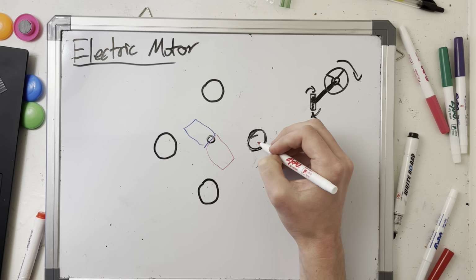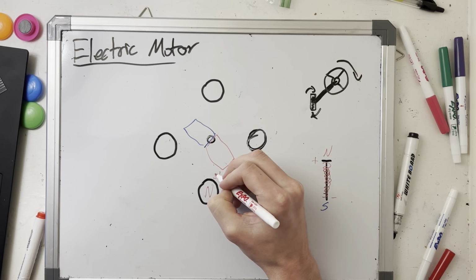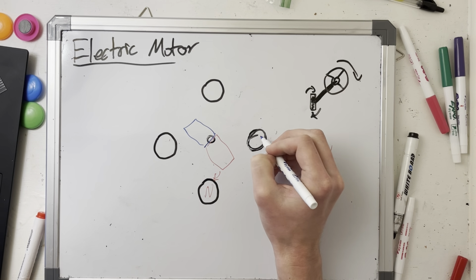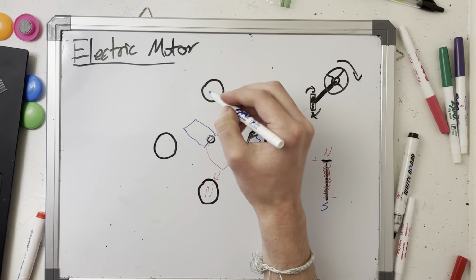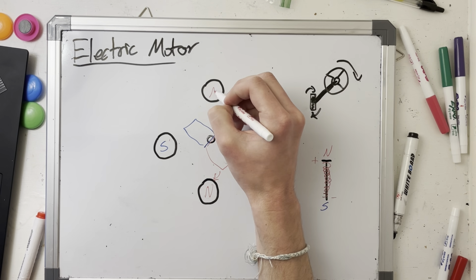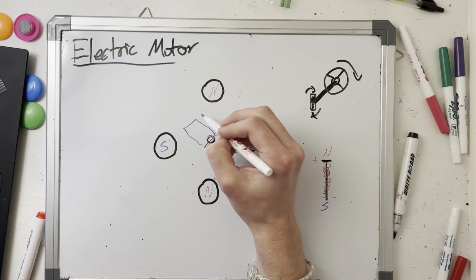To get a little more force out of it, this one's still north as we wanted, and we could put this one to south, and that's going to repel it. Right? And we could actually do that everywhere. We could put south here, and we could put north here. And that's going to, oh, you know what?